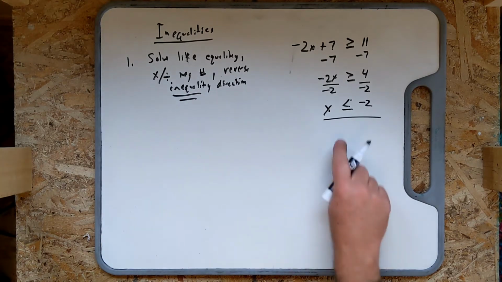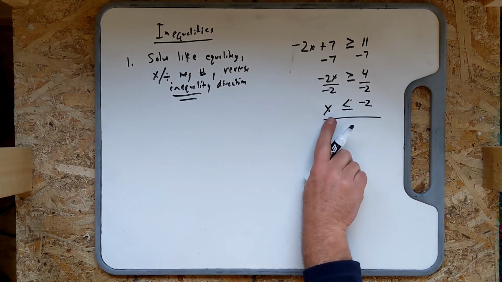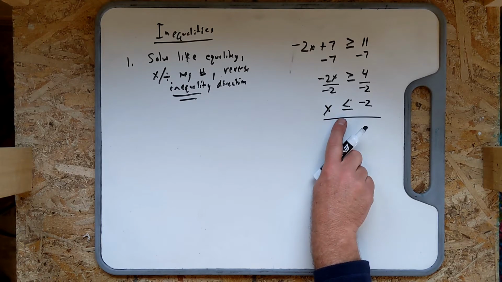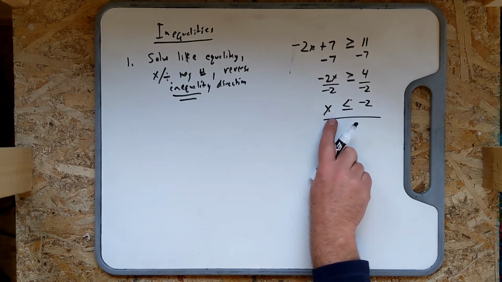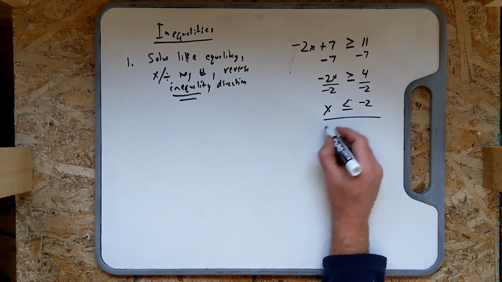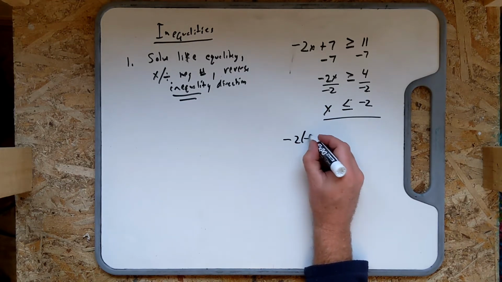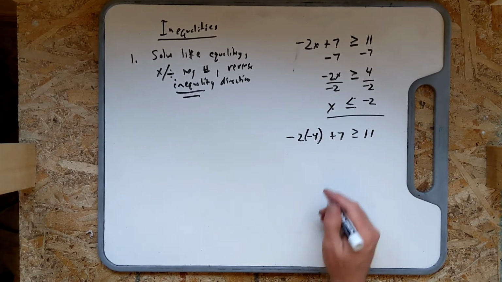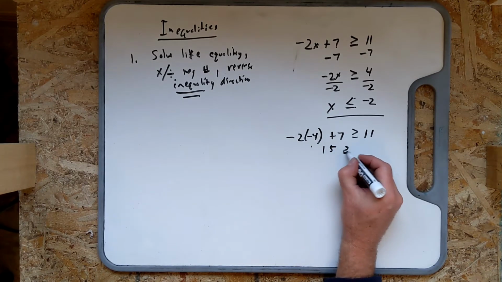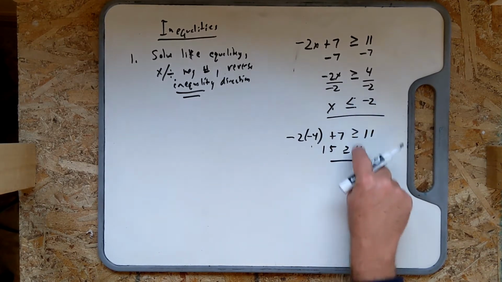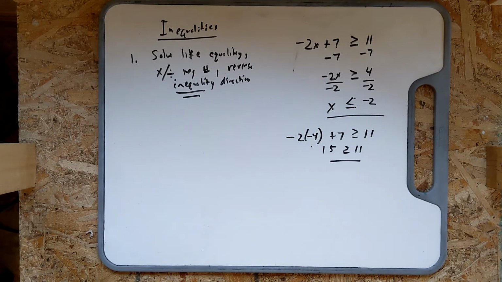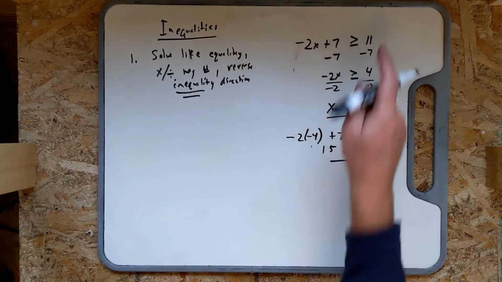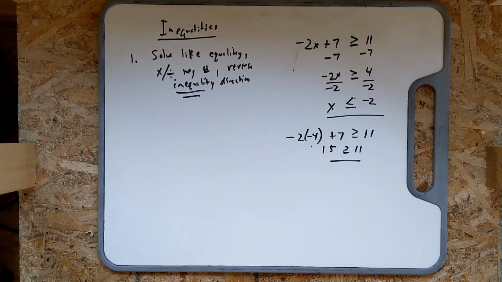You can check these by plugging in a number less than negative 2. Zero, for example. Oh, sorry, 0 is not less than negative 2. Negative 4, say. You can plug in negative 4, go back to the original, negative 2 times negative 4 plus 7, greater than or equal to 11. And this is 8 plus 7, or 15. And it works. And you can see by doing that, you had to reverse the direction. If I hadn't reversed it, I'd have put 0 in, for example, bigger than negative 2, plugged it in, and it would say 7 is bigger than 11, which isn't true.